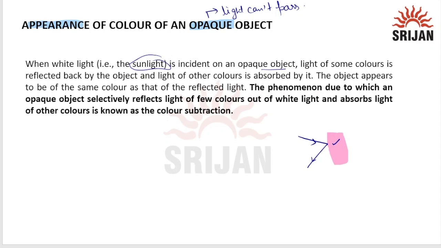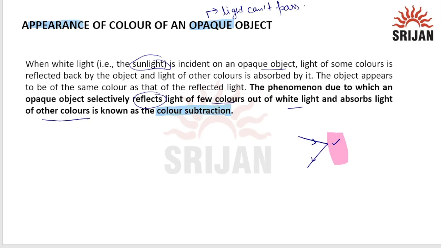So the wavelength of the light, or you can say in simple language the color of the light which it reflects back, is the color of the opaque object you see. The phenomenon due to which an opaque object selectively reflects light of a few colors out of the white light and absorbs light of other colors is known as color subtraction.